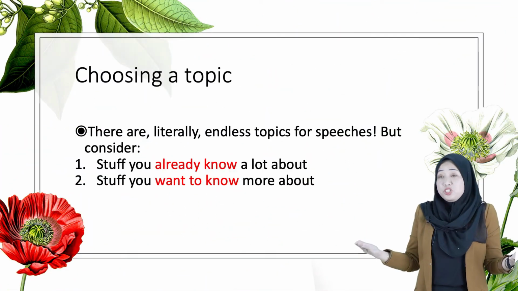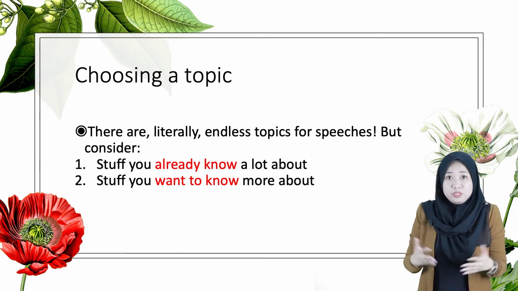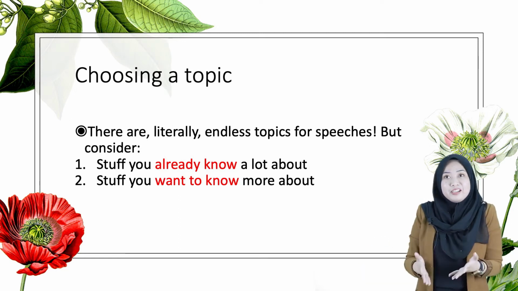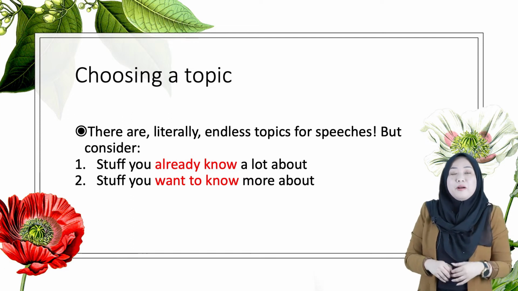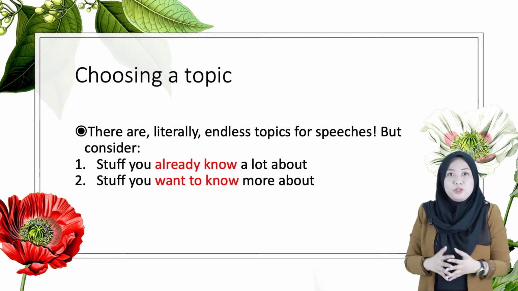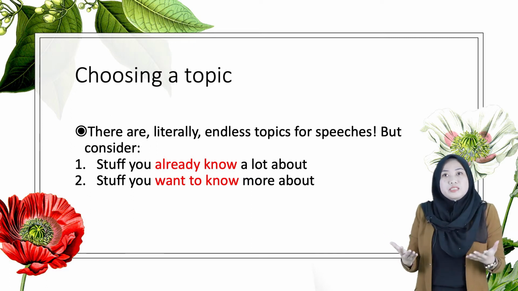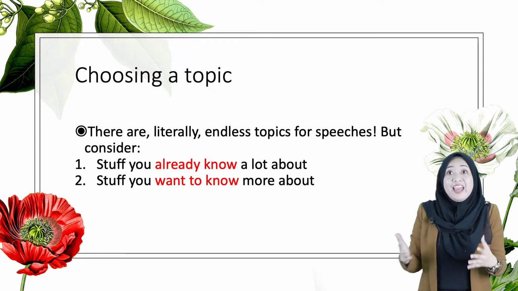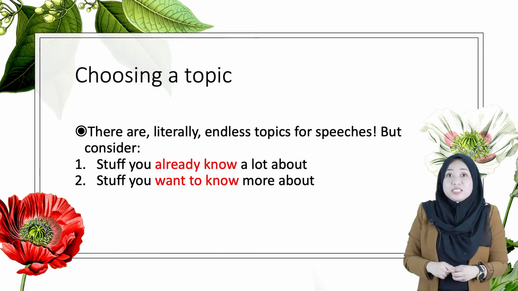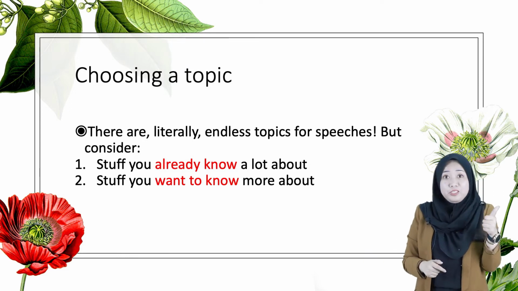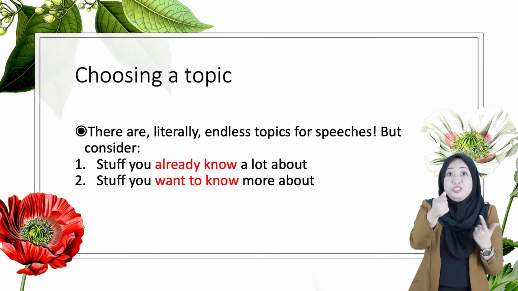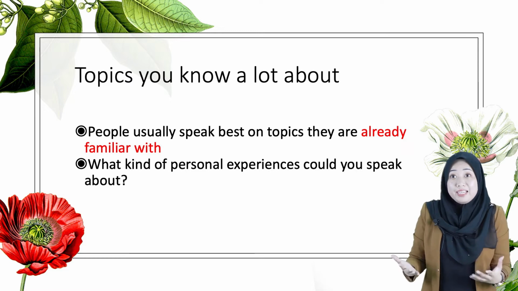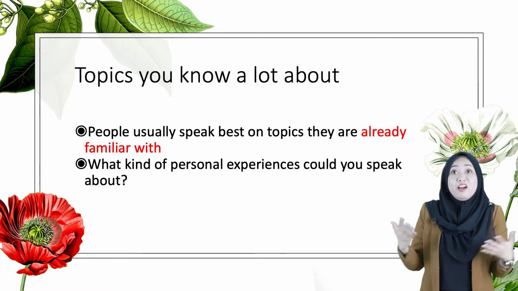Have you ever been in a situation where you are asked to do a speech, but you have no idea what you should be doing? If you're stuck, try to do the first step here by choosing a topic and a goal for your speech. When choosing a topic, the sky is the limit for you. You can literally talk about anything, but you should always consider talking about stuff that you know about and also stuff that you want to know about. People normally will speak the best when they speak about things that they are familiar with.